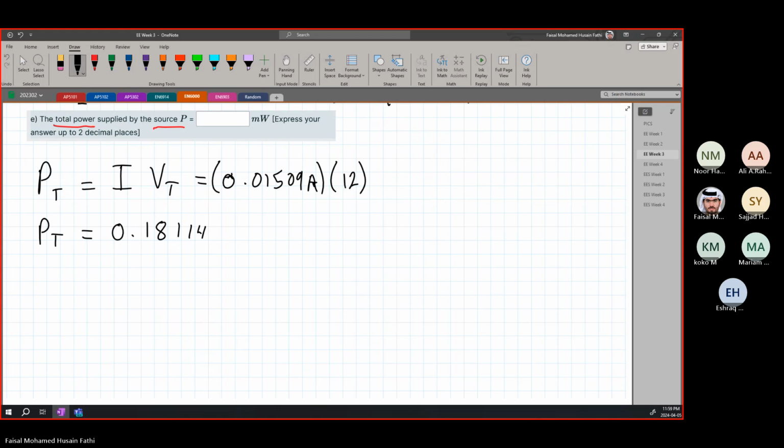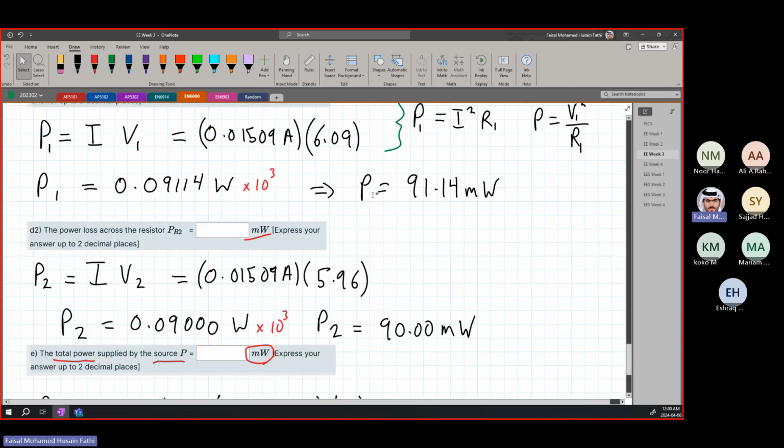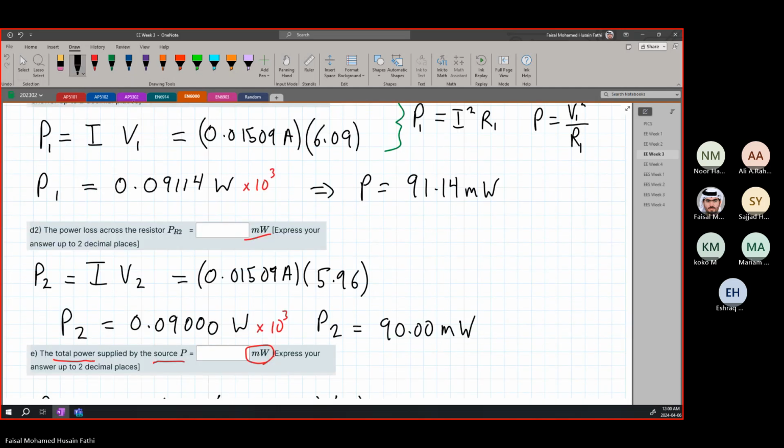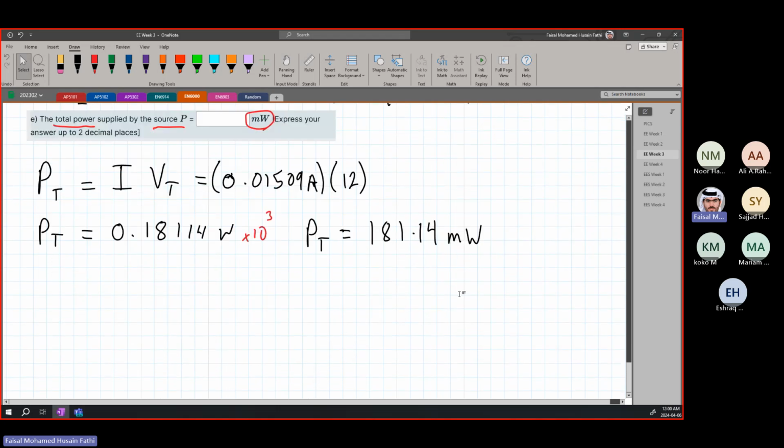0.18114 watts. Again, the question says in milliwatts. So for PT, we're going to have to multiply by 10 to the plus 3, since we're going from watts to milliwatts. It's going to be equal to 181.14. Now notice something here, milliwatts. If you add P1 and P2, 90 plus 90 is 180, so 181.14. The P total is equal to that.